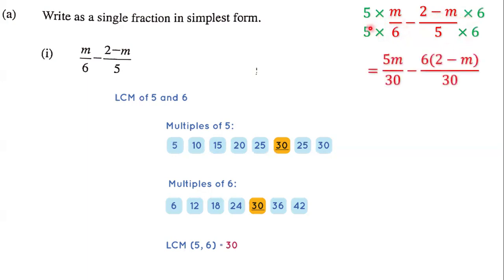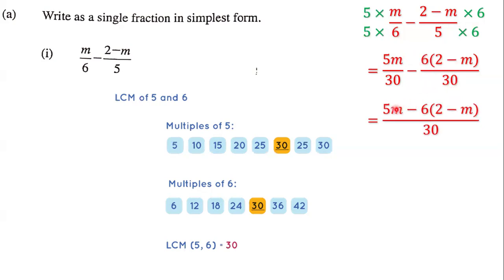Next, we say 5 times 6, which is 30. 5 times m, which is 5m. Then we say 5 times 6, which is 30. And we say 6 times 2 minus m. Notice that the denominators are the same, and so that's great. Now let's operate on the numerators.